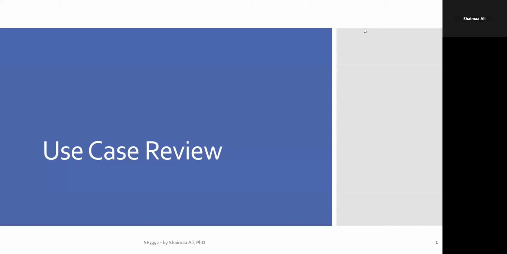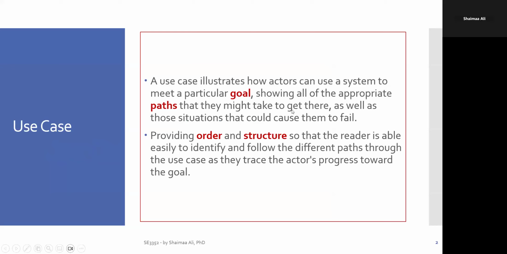Okay, so we've been talking about a user story, which is one sentence that describes an action or a goal that the user wants to do. Now the use case is the expansion of that, which is supposed to include all the details of the steps that the user needs to do in order to achieve that goal.